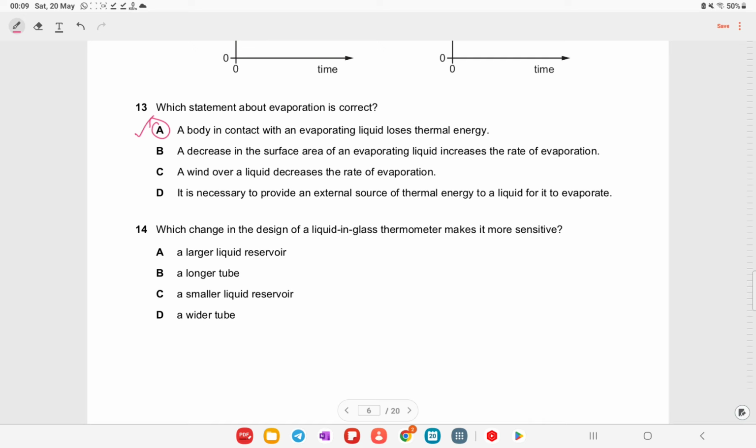So which change in design of the liquid in glass thermometer makes it more sensitive? Again, a larger liquid reservoir is the only reason through which it's going to be more sensitive.